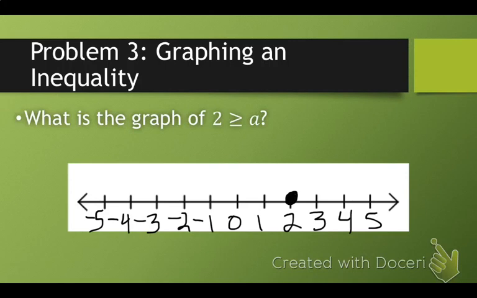2 is greater than or equal to a. So when I look at that math statement, I'm thinking that my arrow needs to be pointing to the left to show the numbers that are smaller than 2. But once again, I am going to double check myself, and I'm going to do that by trying to plug in a value for a.